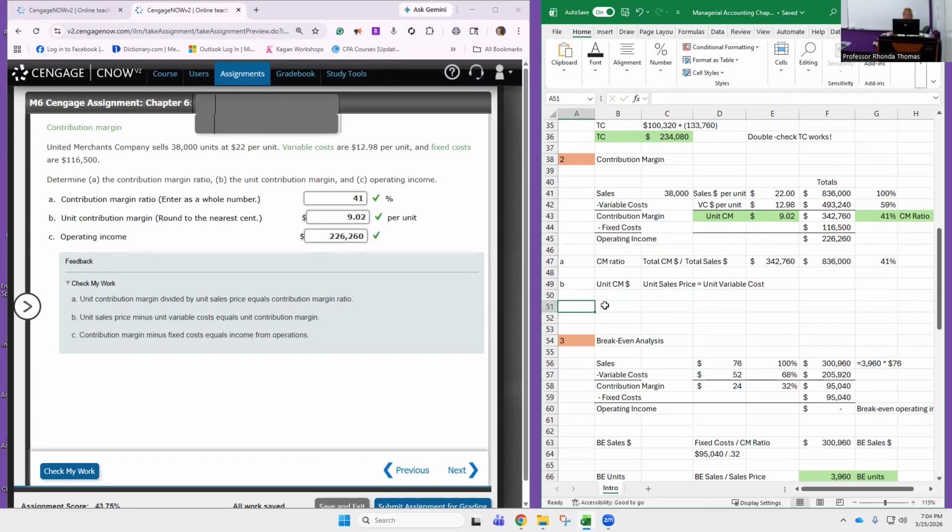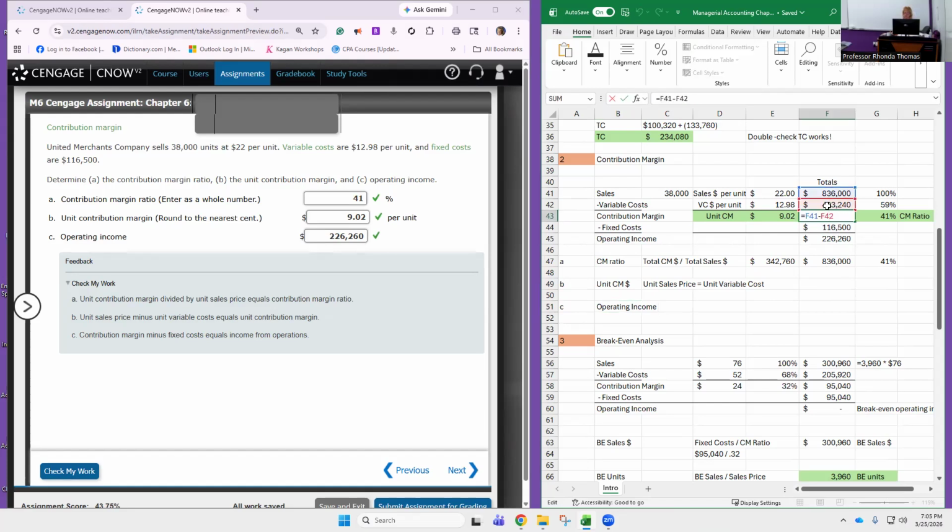All right, and then the last one is the operating income. So C is operating income. And this is where putting a little table like this together should be helpful. This is fixed cost, operating income. So operating income is contribution margin minus fixed costs. You say, how did you get this one?